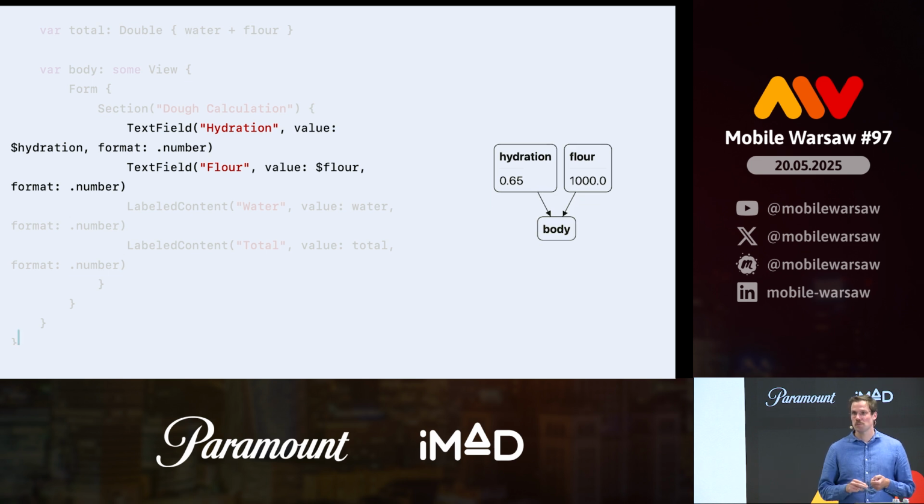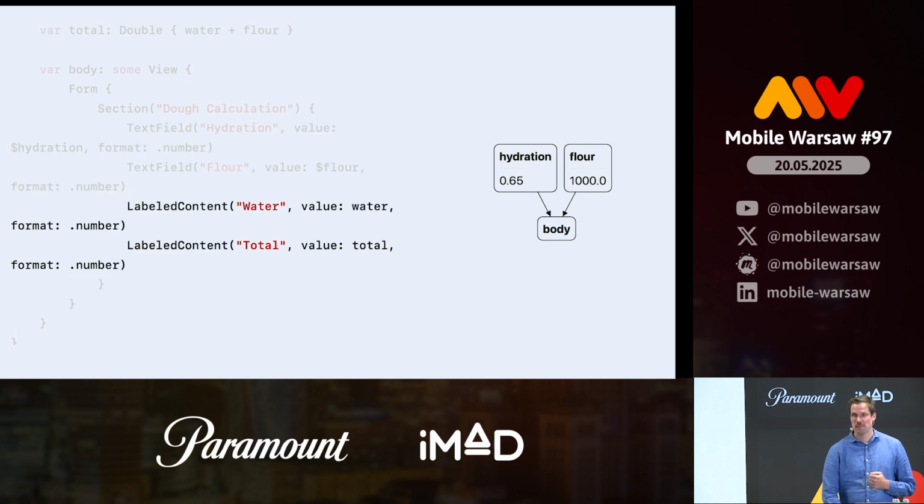Now, because we access both the $hydration and the $flour, because we access the state properties, SwiftUI adds an edge here. So anytime you access a state property in the body of a view, SwiftUI will create an edge in the graph saying there's a dependency there. So in this case, our body depends on hydration and on flour, on those two state properties. And even if we weren't using the text fields here, we're still indirectly accessing these two properties through the computed property. And so those edges, they exist in the graph now.